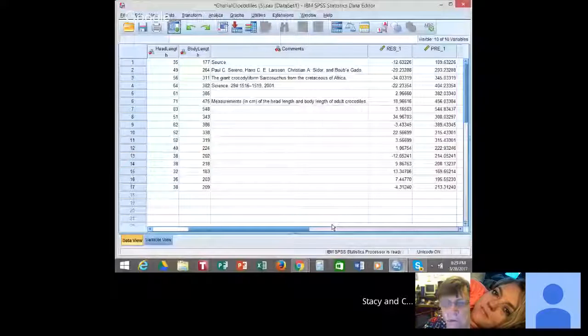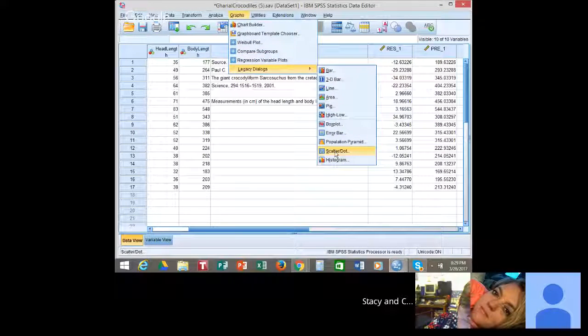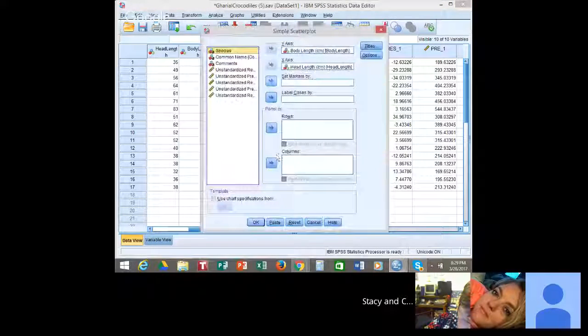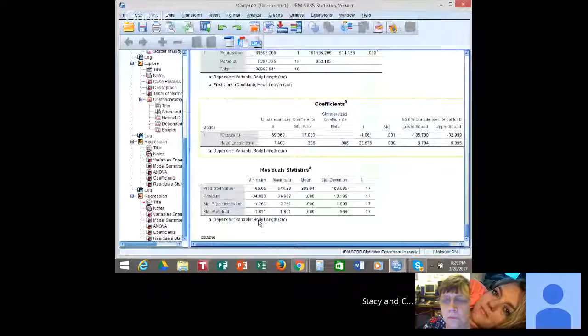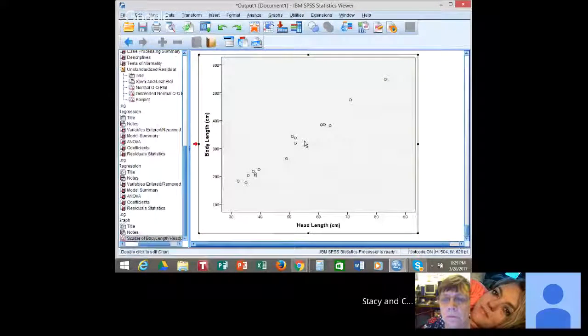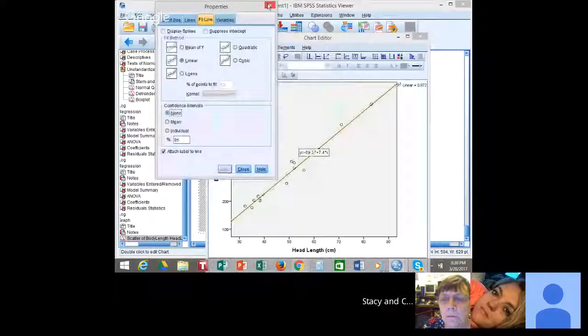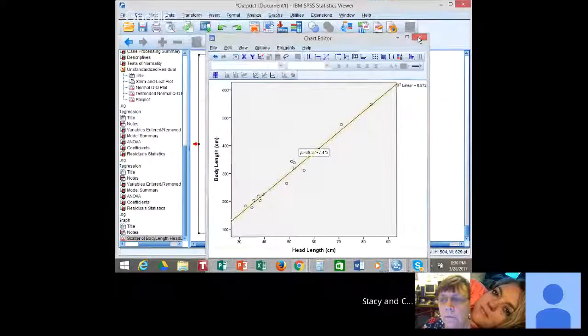Okay, so the first test is to check whether or not it's linear, and so you can go to Graphs, Scatter/Dot, Define, and then put in the y-axis the body length and the x-axis the head length. Okay. It's just showing one right here. And you could put the line through it, see if it's hot dog shaped. That's what we're looking for. All right. So mine looks like it's hot dog shaped.